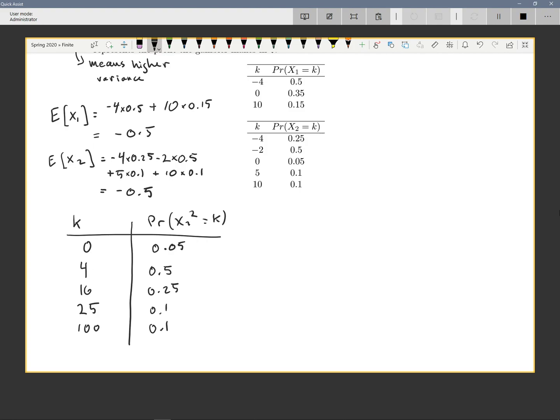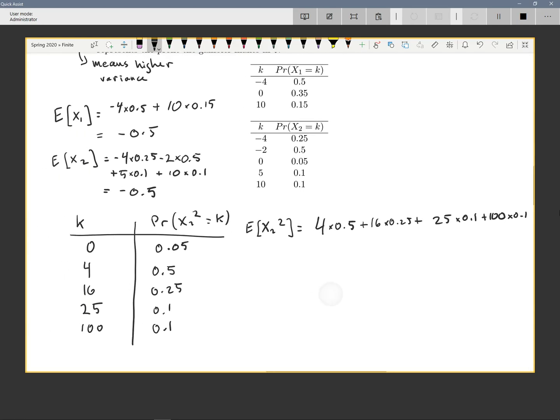Alright, so now you need to find the expected value of this. So the expected value of x2 squared equals 4 times 0.5 plus 16 times 0.25 plus 25 times 0.1 plus 100 times 0.1. And you add this together, and you'll get 18.5.